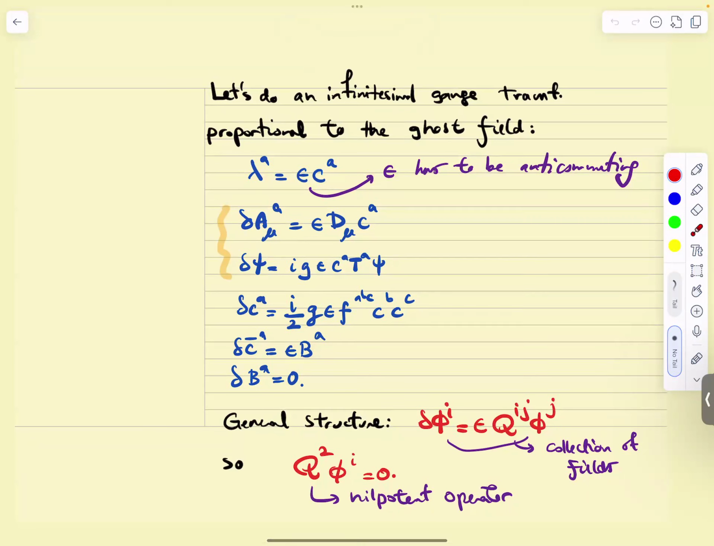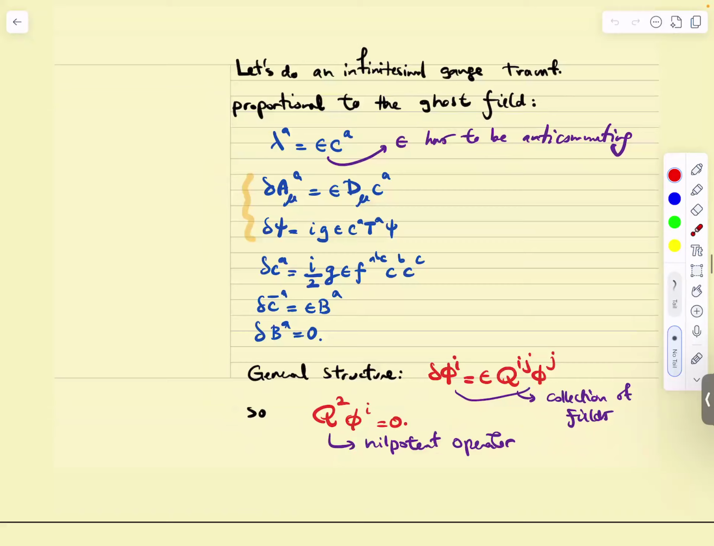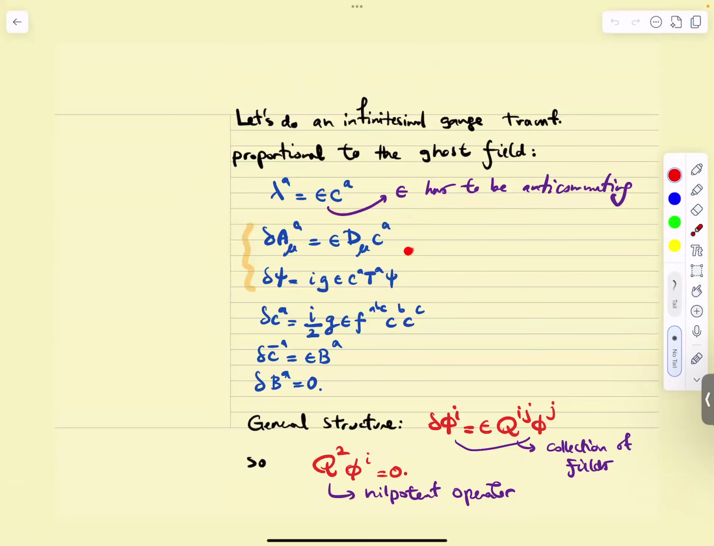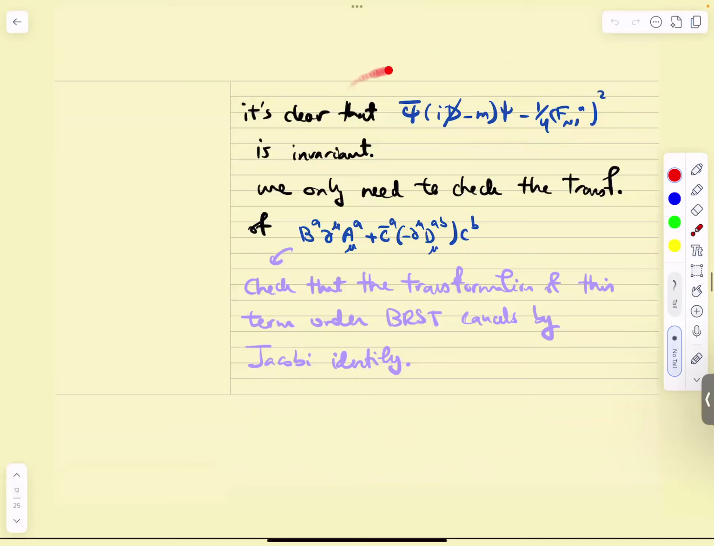We're going to go through this step by step and see why this is a symmetry. Let's start with the first two terms. The first two terms are obviously invariant under the transformation. They don't have the ghosts in them. They don't have the B fields in them. The transformation of these two terms is just a gauge transformation, so they must be invariant. It doesn't matter what the variables are.